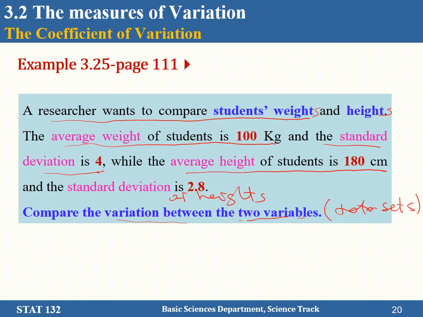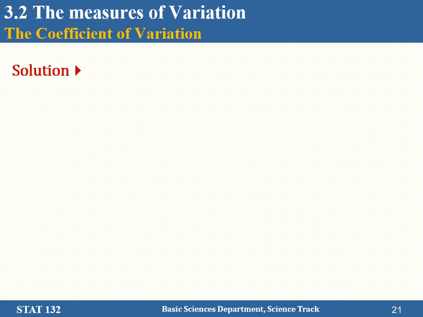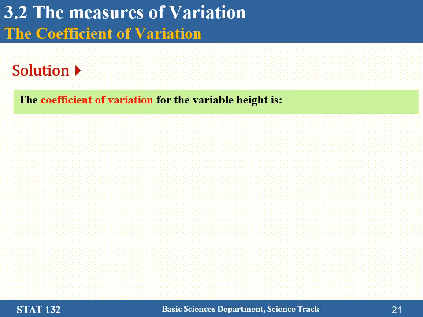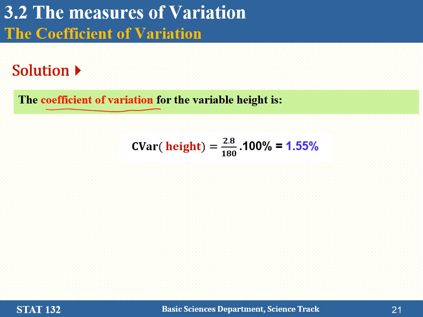So you collected the weights and you collected the heights of the students, and then you check the variability of two data sets. Now, of course, we will calculate the coefficient of variation for each variable. So then you have to look at the standard deviation for the height divided by the mean of the height, which is 2.8 divided by 180 times 100%, so it means 1.55%.